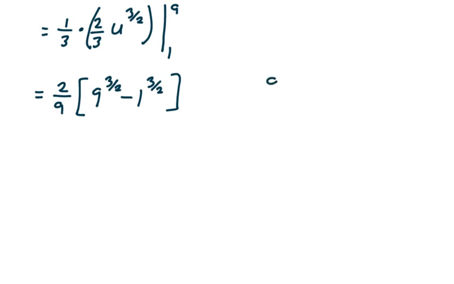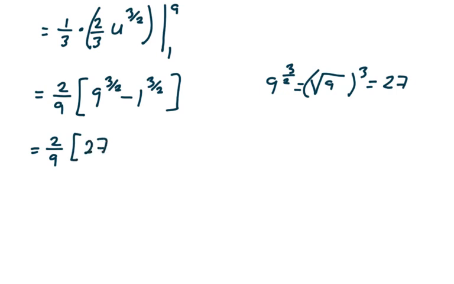Now, let's come over here for a sec. 9 to the 3/2 is another way to say it is square root of 9 cubed. But that's 27 because square root of 9 is 3. So this is 2/9 times 27 minus 1. So the correct answer here is 52/9. And that's how we do problem 6.